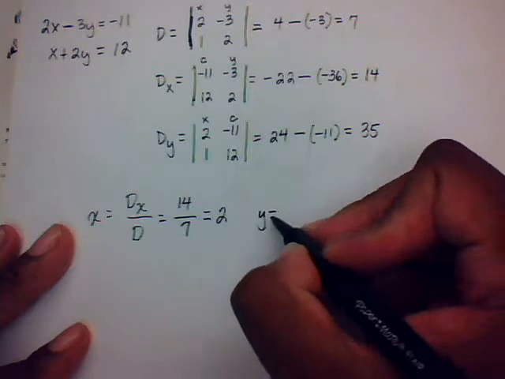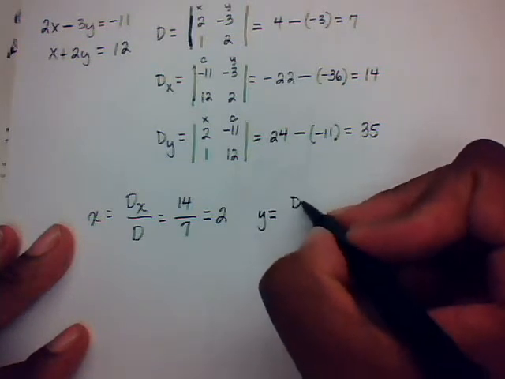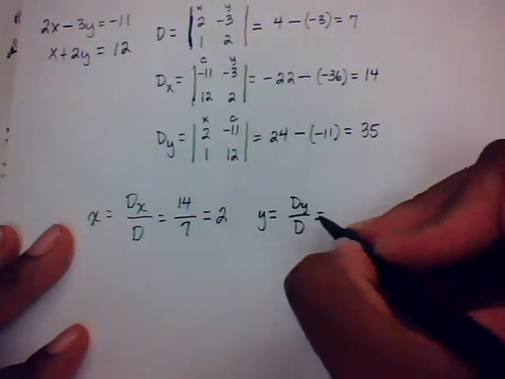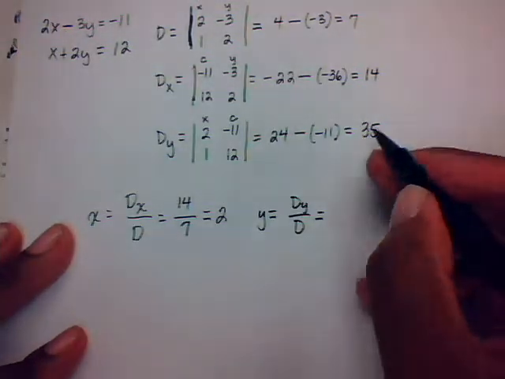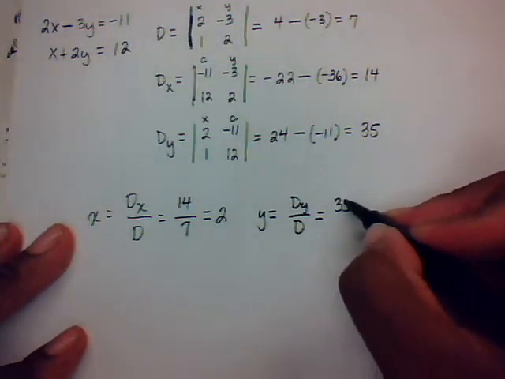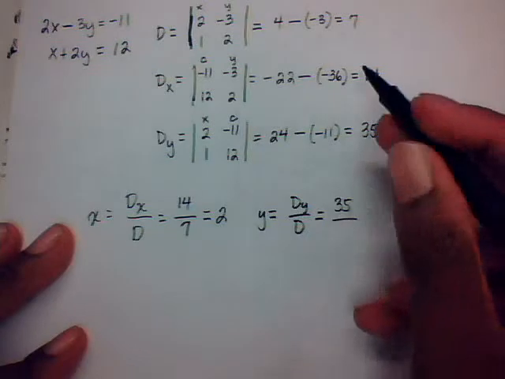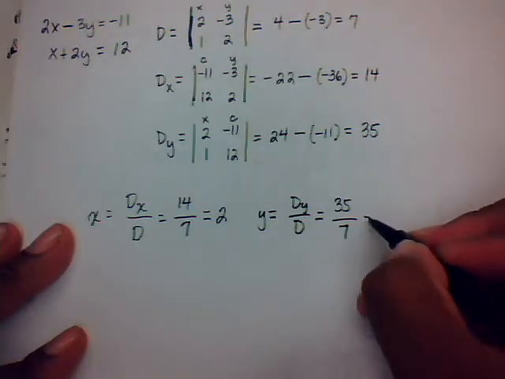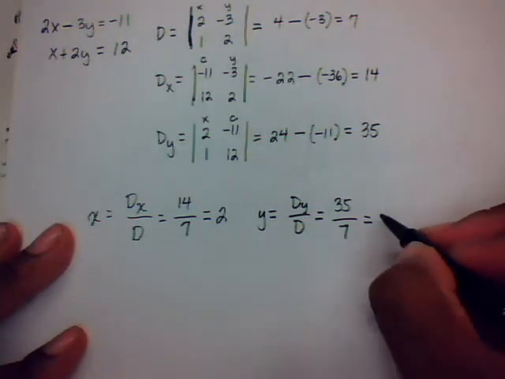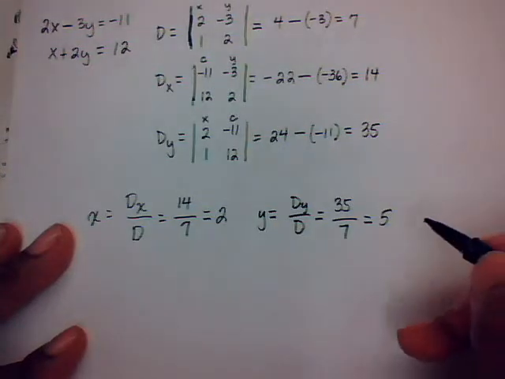And then for y, it's going to be d sub y divided by d. In this case, d sub y is 35, divided by d. Of course, that's still 7. So now you got 35 divided by 7, which is 5.